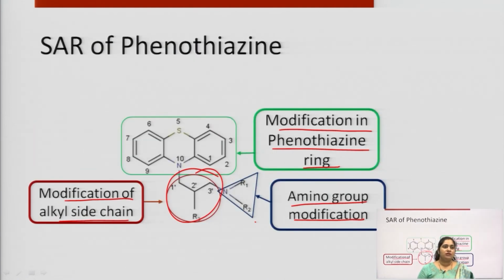When we talk about the structure activity relationship of phenothiazine, there are three basic sites that we can target. To know the structure activity relationship of phenothiazine, we can modify the alkyl side chain, we can make alterations in the amino group, and apart from that, we can also modify the phenothiazine ring.